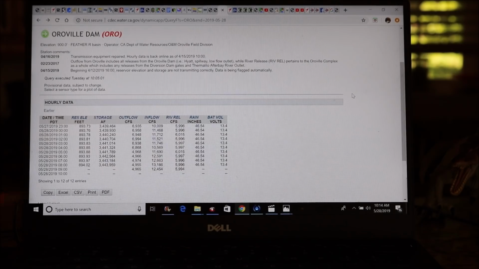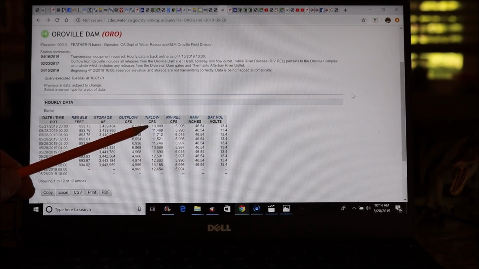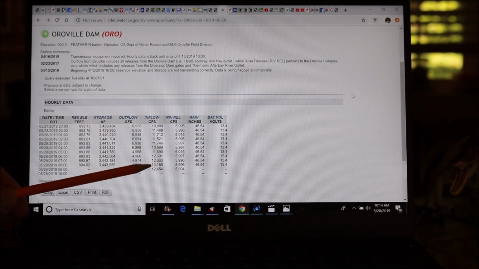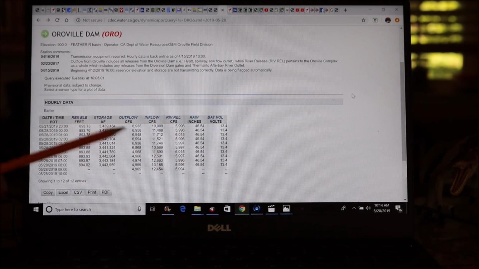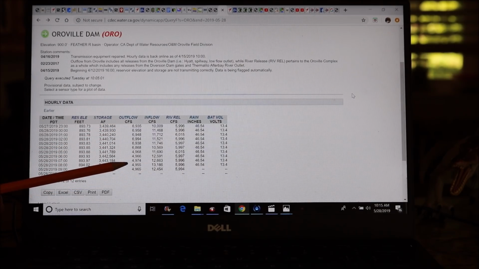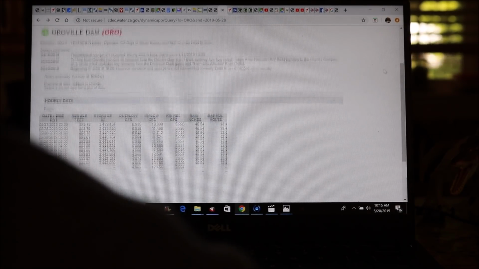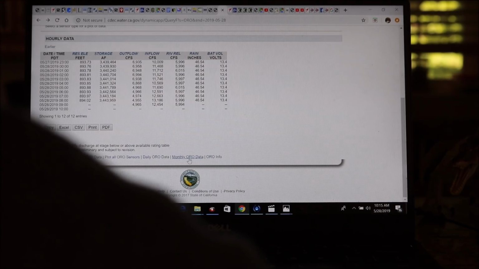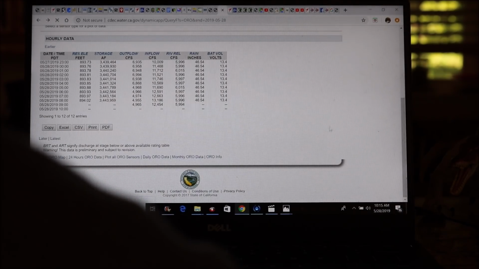Now let's look at the real-time numbers on the California Data Exchange for Oroville Dam. Here we are today, the 28th, at about 894 feet. Inflows between 10 and 12,000 CFS, up to 13,000 CFS briefly. Outflows ramped down to about 5,000 CFS. Now let's go look at the monthly, or correction, daily Oroville data here.